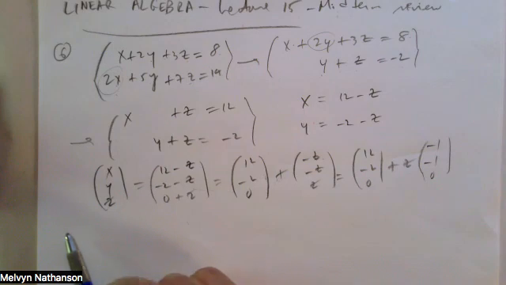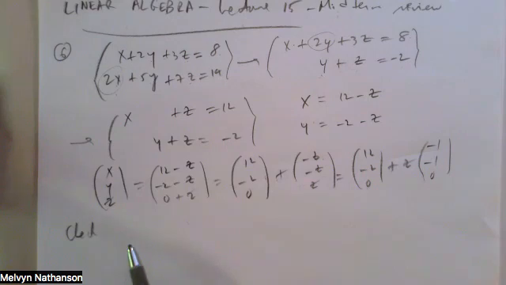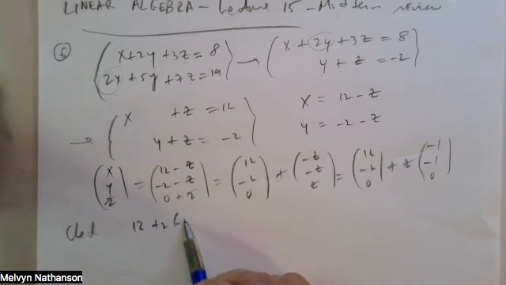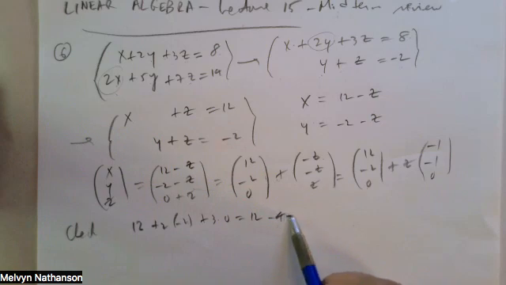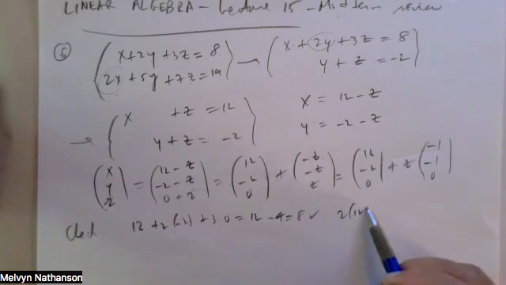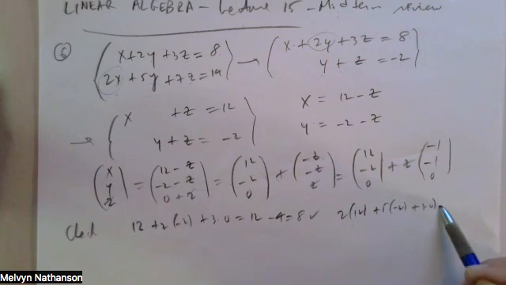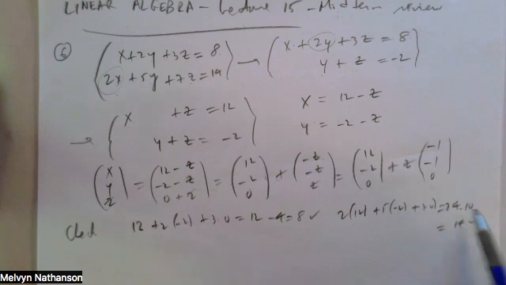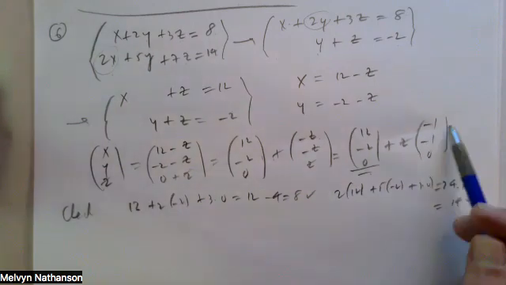Before I go on, let me just check. Suppose I plug in (12, minus 2, 0) into the equations. My first equation becomes 12 plus 2 times minus 2 plus 3 times 0, which is 12 minus 4 is 8. So that checks. The second equation is 2 times 12 plus 5 times minus 2 plus 7 times 0. That's 24 minus 10, which equals 14. So that also checks. So this is a solution of the inhomogeneous system.